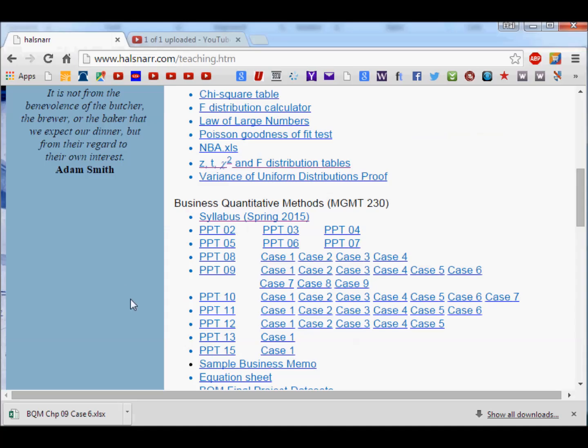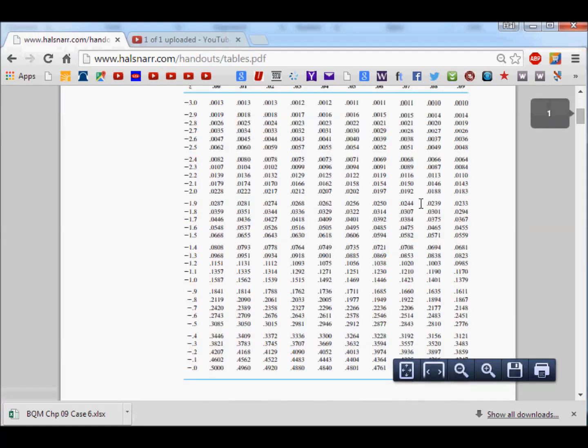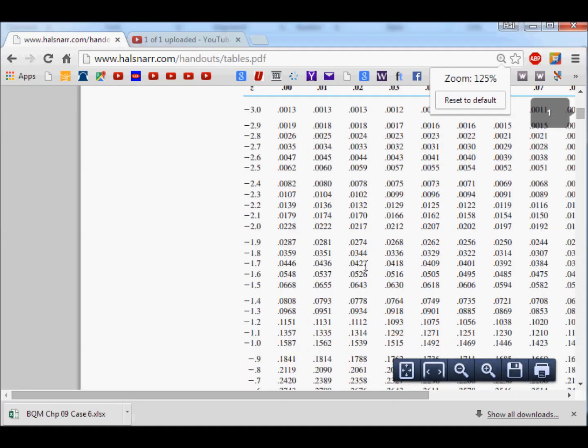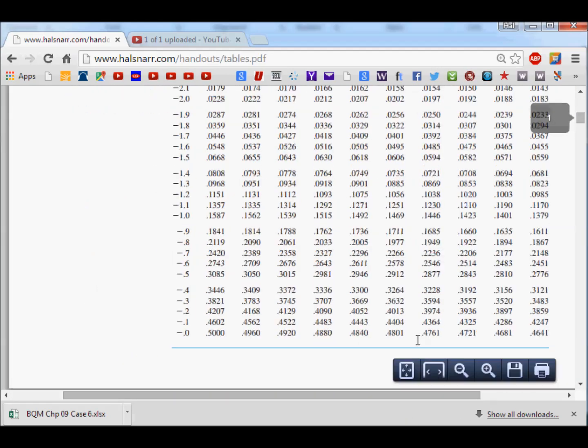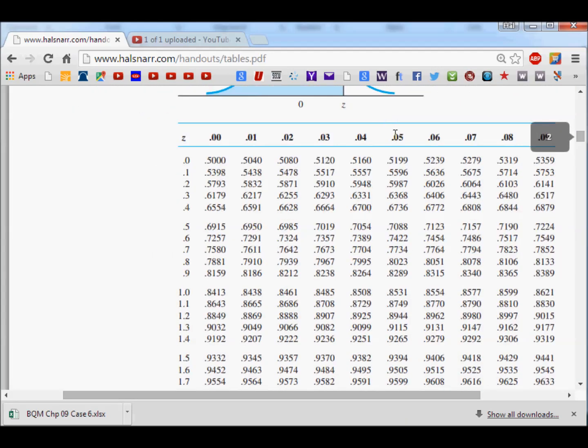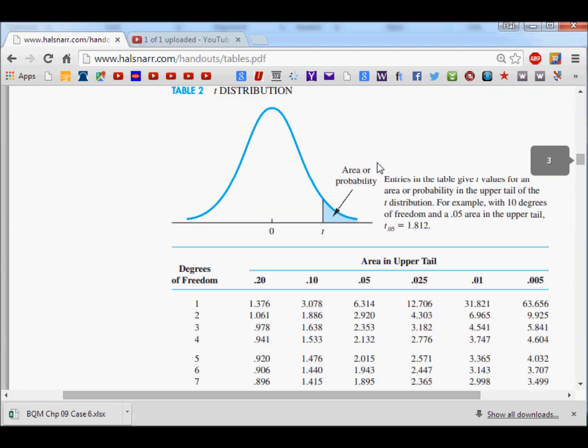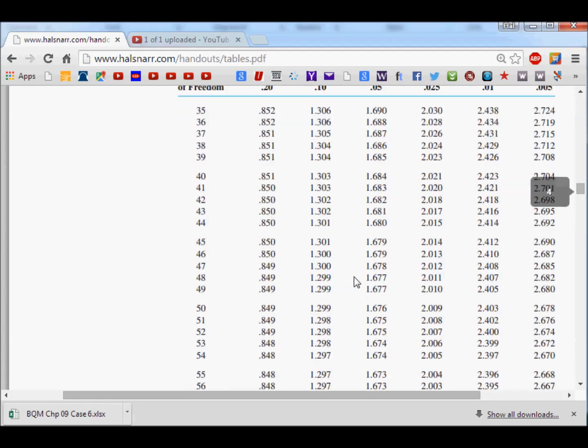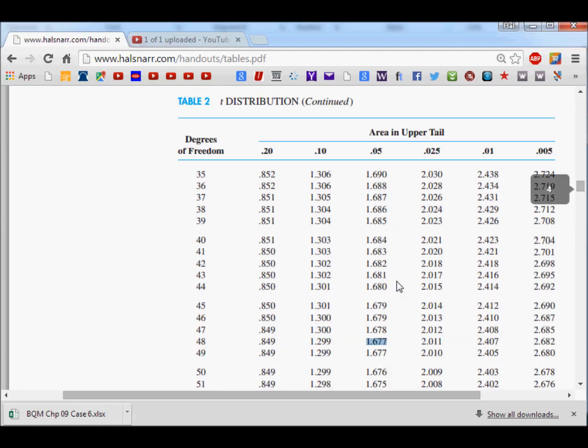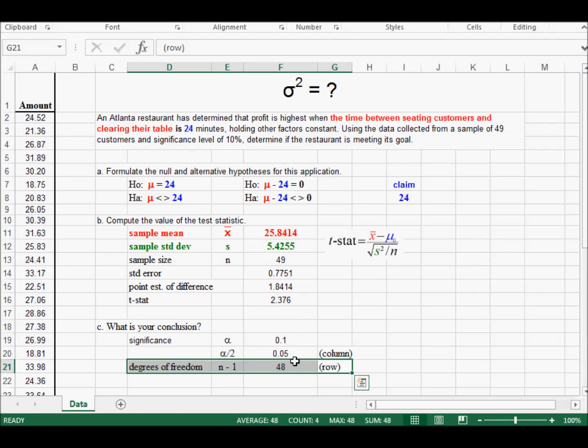So let's go back to my website and click on the t table. I'm going to blow this up a little bit, zoom in a little bit, so we can see it better. We're in column 0.05, right? Column 0.05 of the t table and row 48. And so the t critical value is 1.677. So just double check, 48 and 0.05. So the t critical value is 1.677.